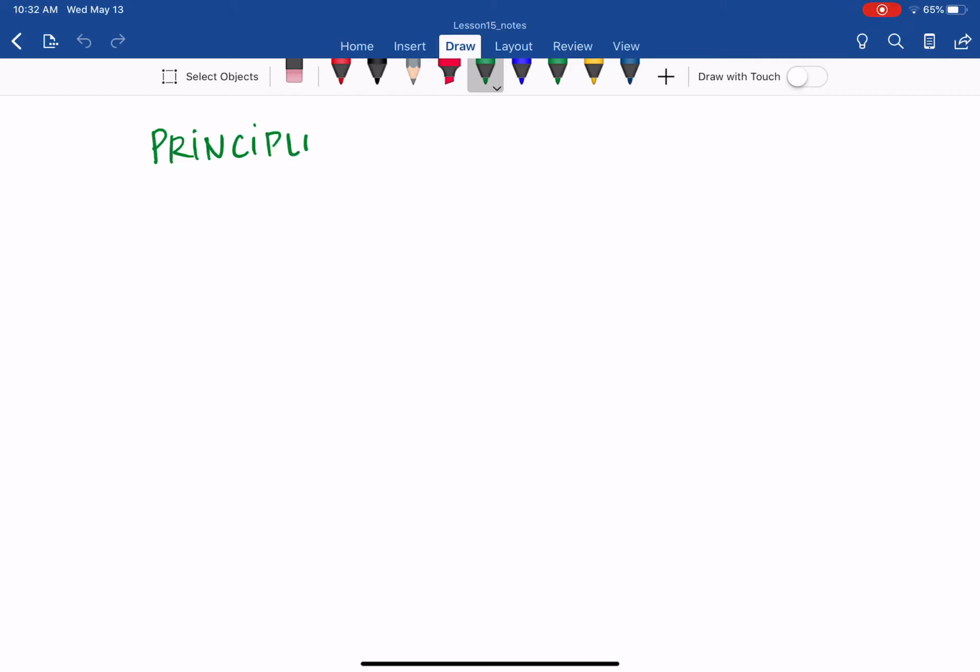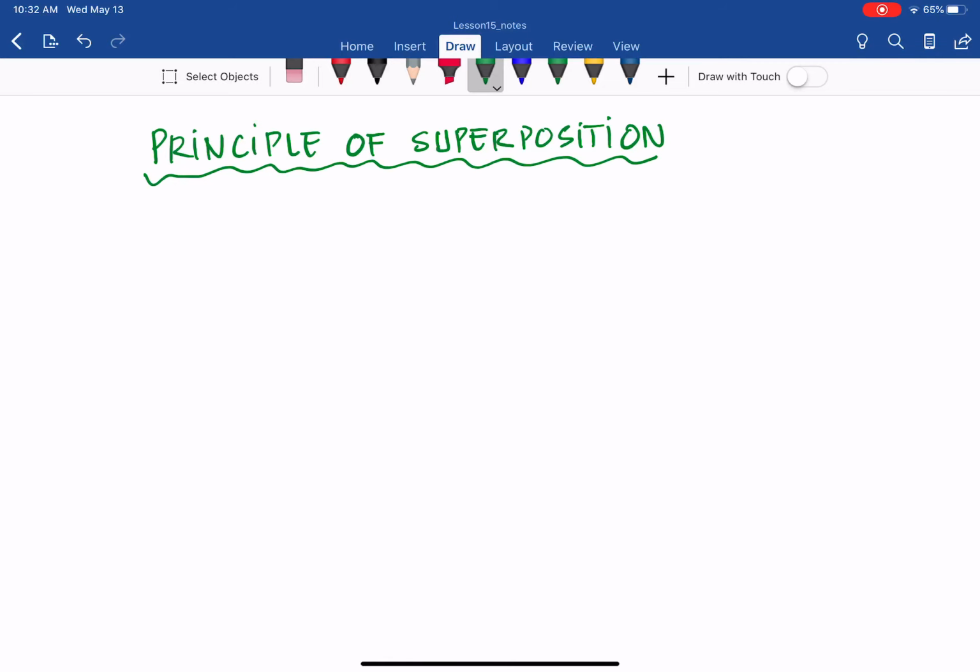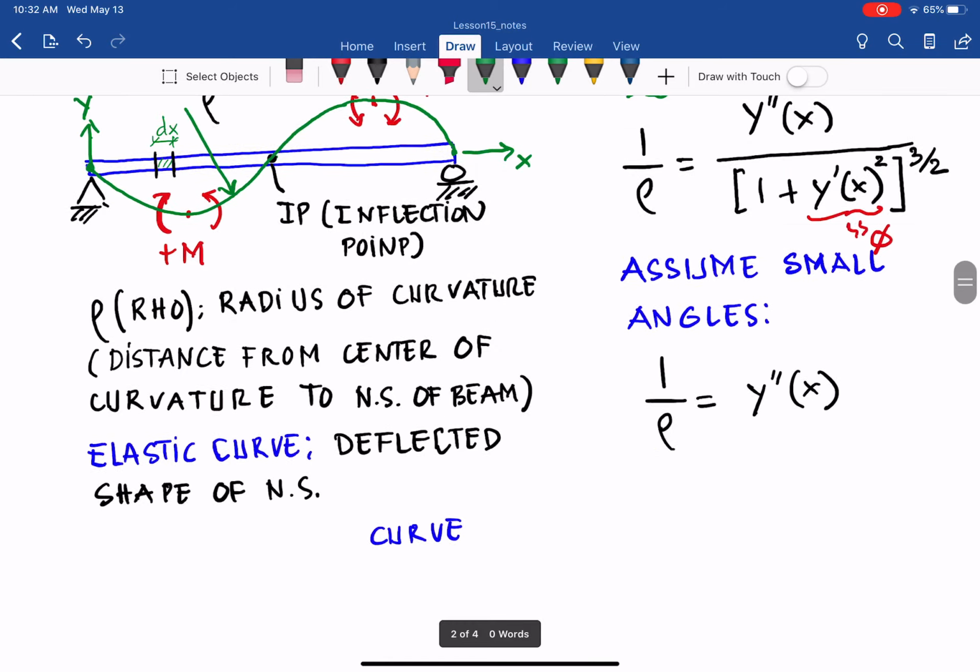Principle of superposition. So just like Superman, is that right? Not really.